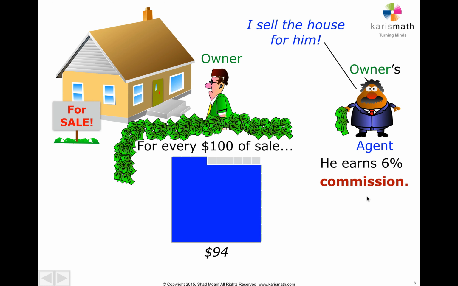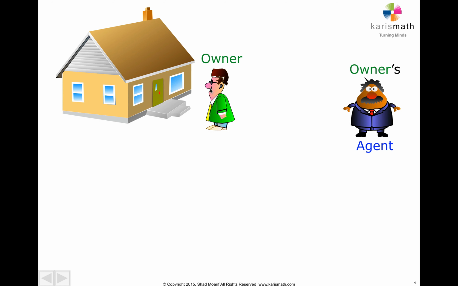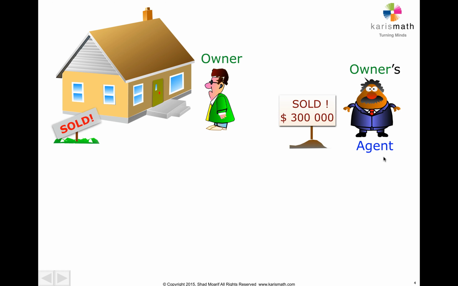That means for every $100 sale, after he takes out his 6% commission, the remaining 94% goes, of course, back to the owner. So the owner actually earns $94 out of every $100 for which he sells the house. So suppose he sold the house for $300,000. What will be the commission?